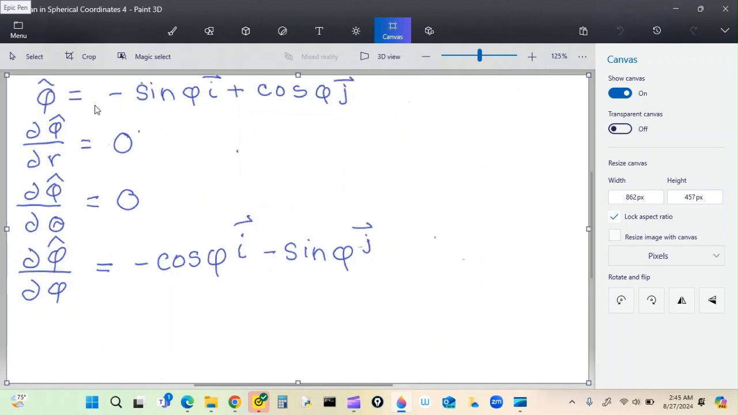And now finally, here's good old phi operator: minus sine plus cosine. If we take the partial of phi with respect to r, 0, no r's there. If we take the partial of phi operator with respect to theta, 0, no theta there. And if we take the partial of phi with respect to phi, then we get a switch around here. Minus sine becomes cosine, and cosine becomes minus sine.